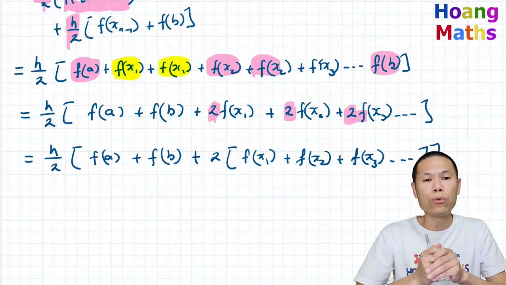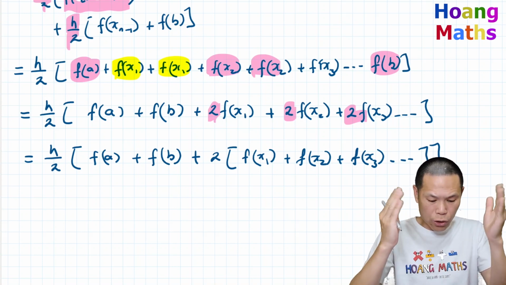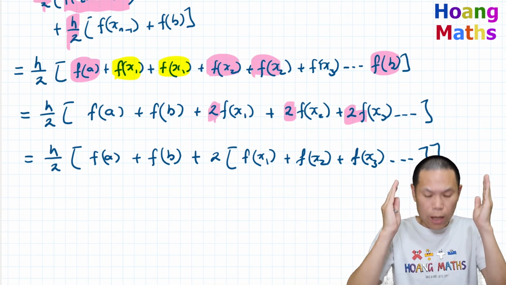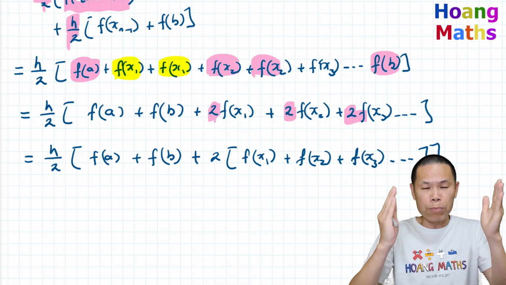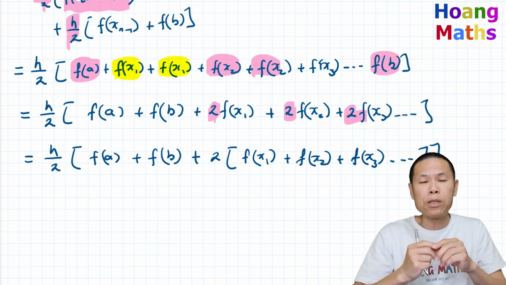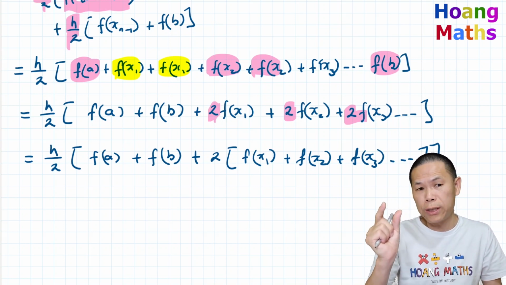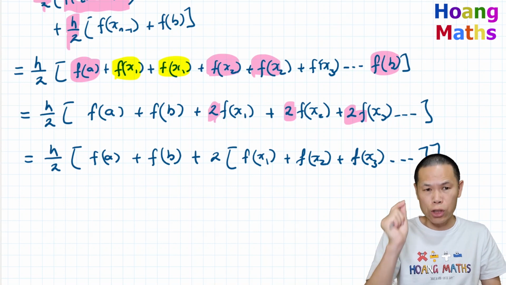There you go. This is the trapezoidal rule for n strips: h over 2 times f of a plus f of b, and add 2 times all the y values between a and b. Just keep that in mind.